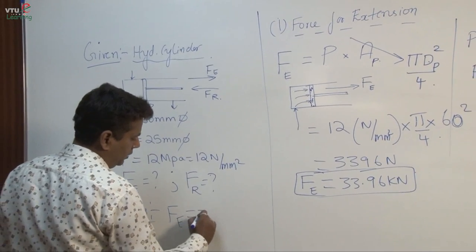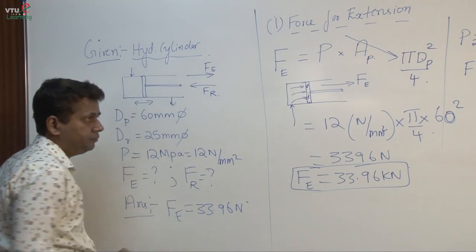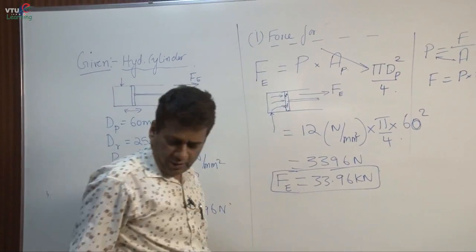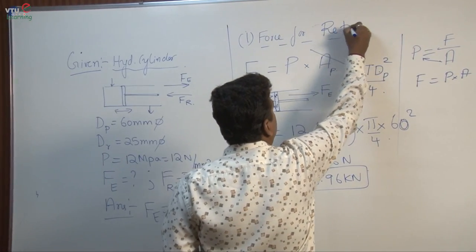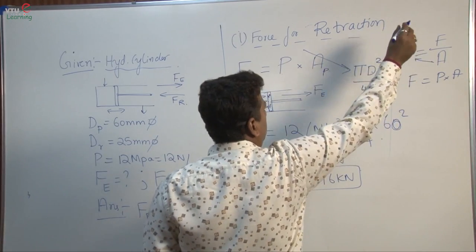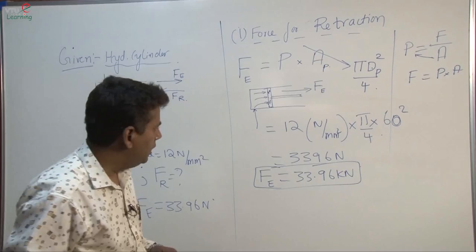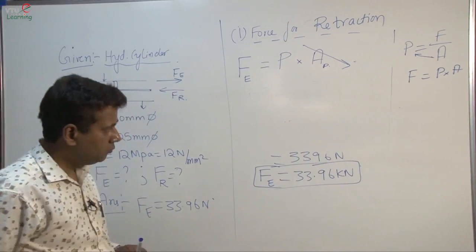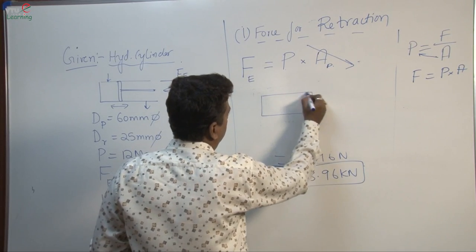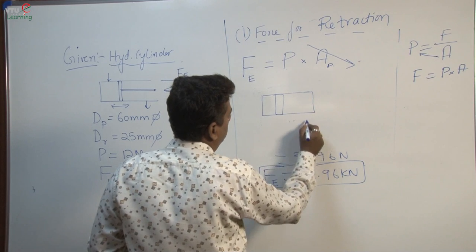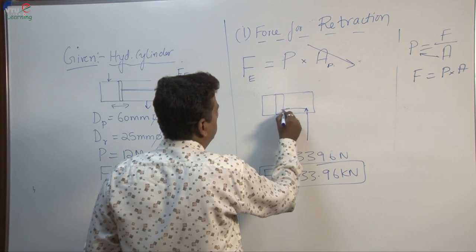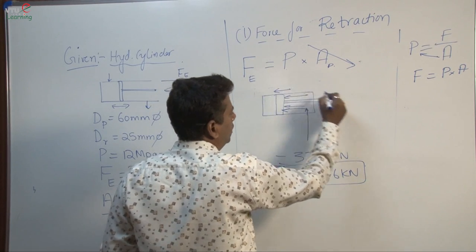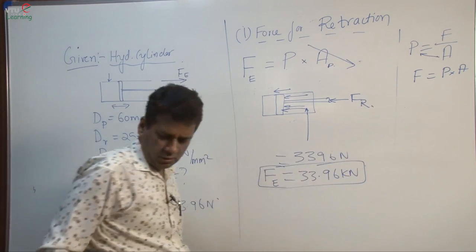So extension is 33.96 kilonewton. Now the second one is retraction. Same logic: pressure is equal to force by area. Now in the retraction, we need to know what happens. The fluid enters here, it pushes the piston, and the rod moves back. So this is the retraction force, right?